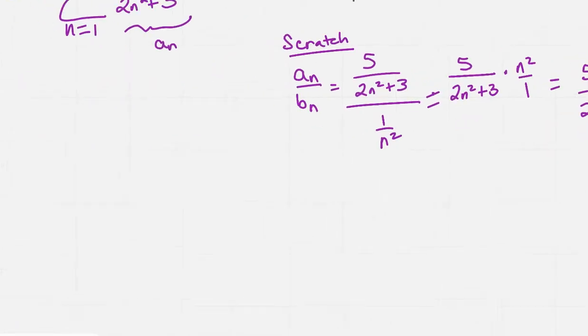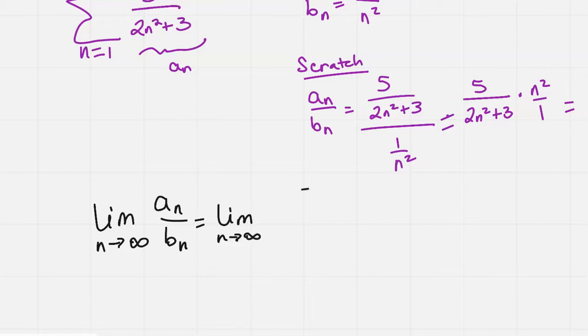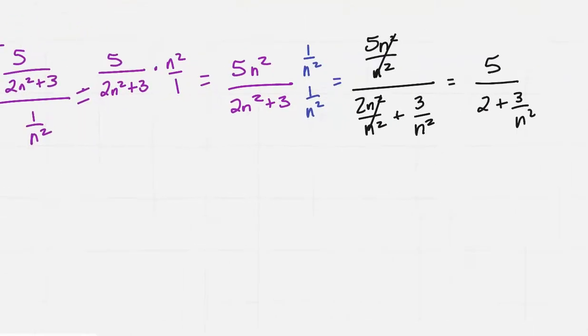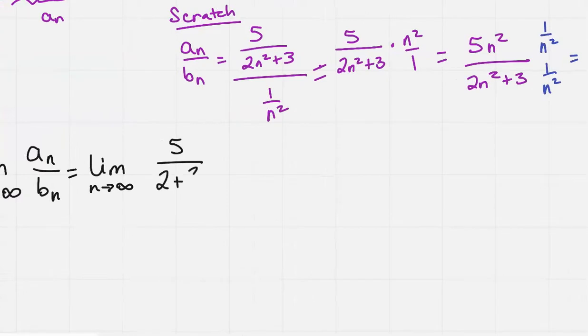So now I can look at the limit using my limit comparison test, as n goes to infinity of a sub n over b sub n, which is equal to the limit as n goes to infinity of 5 over 2 plus 3 over n squared. Okay, so this is what I have. And so we'll notice if we were to pull the limit in, using our limit laws, the limit of 3 over n squared is equal to 0, so this whole thing would be 5 over 2 plus 0, which is 5 over 2.